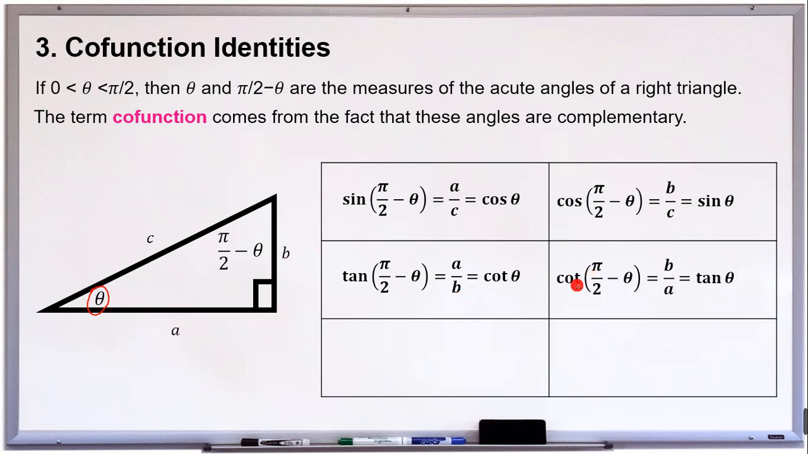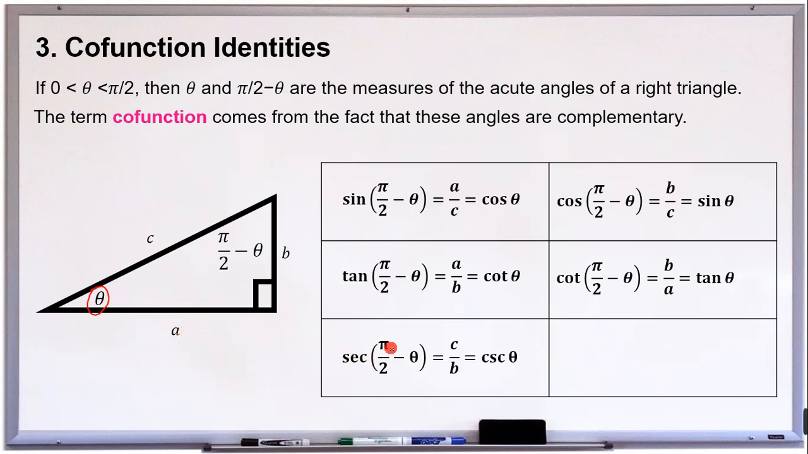Next, for the cotangent, so cotangent of 90 minus theta, we all know that cotangent is the ratio of the adjacent, which is B, over the opposite. And in terms of theta, B over A is simply equal to the tangent of theta, because tangent of theta is opposite over the adjacent.